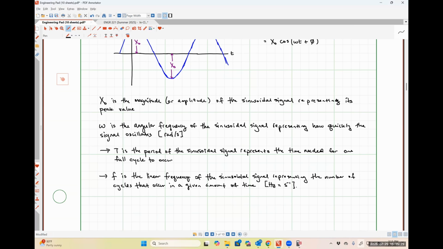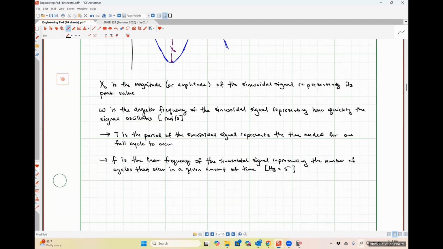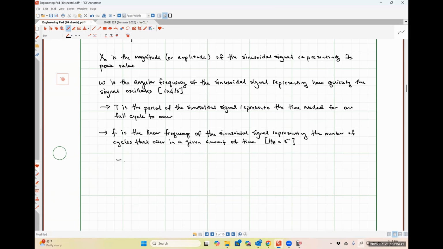So if period is the amount of time per cycle, frequency is the number of cycles per time. So they are literally the inverse of each other. So we can say that T is equal to 1 over F, or conversely, F is equal to 1 over T. Now let's tie this back to our angular frequency. So every cycle represents the angle of our signal changing by 2 pi radians.